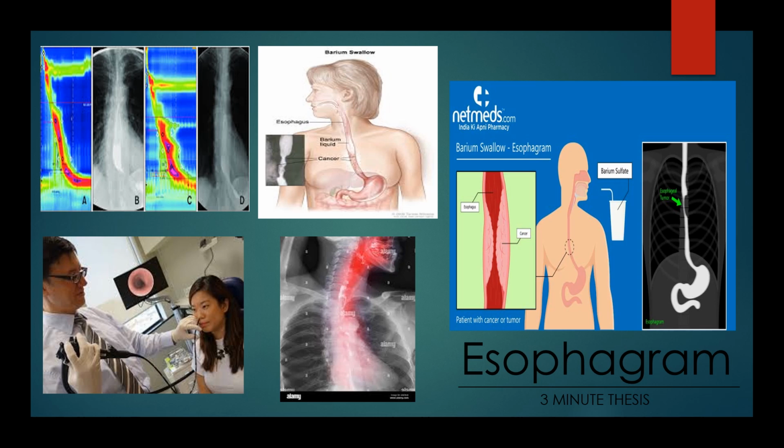HRM is considered the gold standard for evaluating esophageal motility disorders due to its superior sensitivity. HRM offers a more precise and comprehensive assessment of esophageal function.